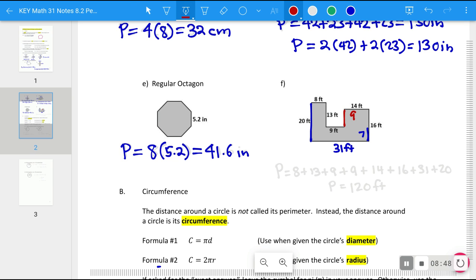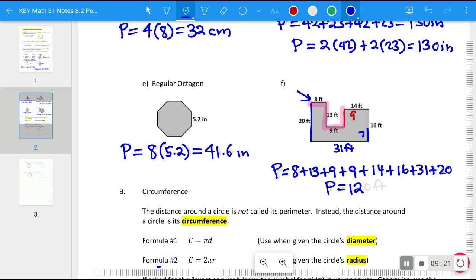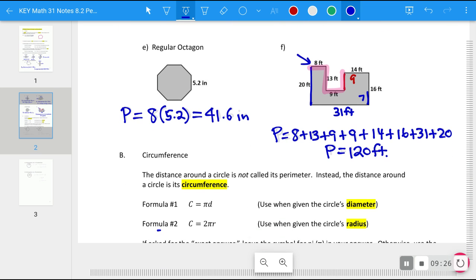So now we just add up all the way around, and I'm going to start in this corner and work clockwise around this thing. So the perimeter of this thing is 8 plus 13 plus 2 9s in a row would get me all the way. What I've traveled so far is here, here, here, and here. Okay, then I keep going. There's a 14 and a 16 as I work my way around this object. And then I'm going across the bottom, 31 plus 20. And that turns out to be, when you add those all up, 120 feet of perimeter. So you have to do some fancy footwork to get the missing information out of that thing.